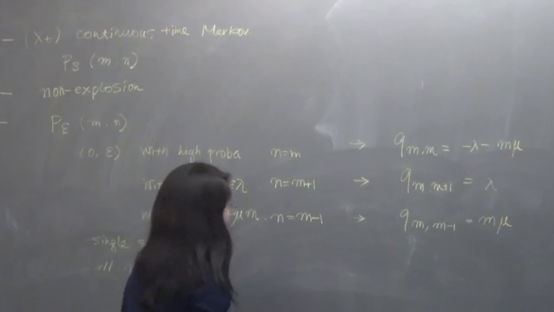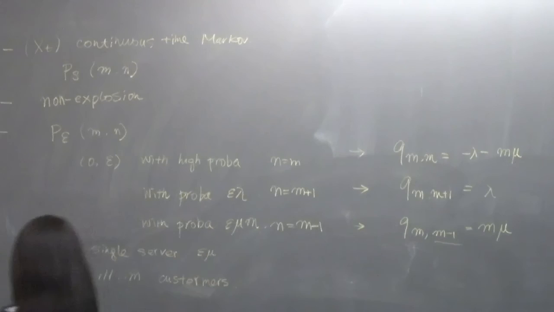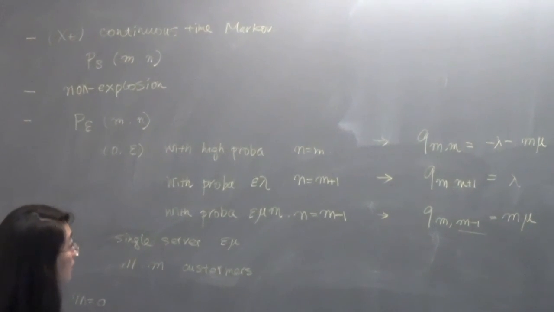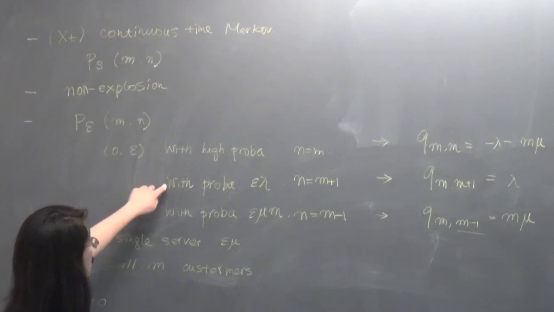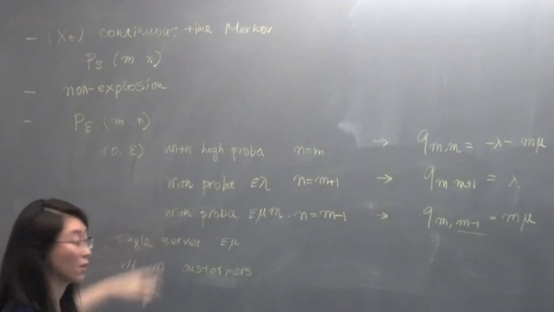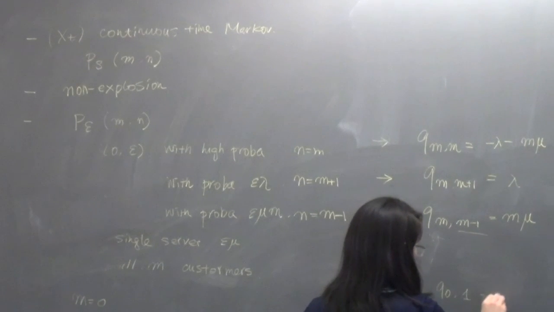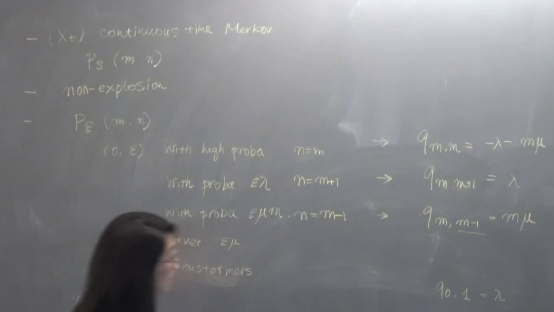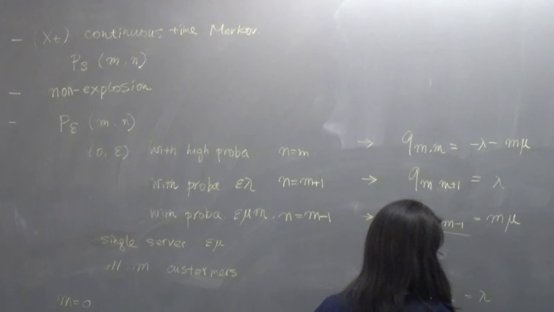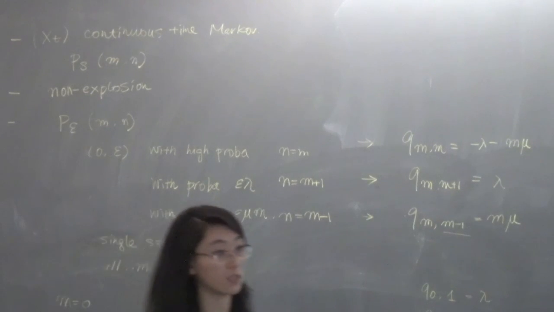And then, just the same as before, we need to take care of what happens when m equals 0. For m equals 0, it is possible to have one new customer, but it's impossible to have one less customer. So when m equals 0, q01 equals lambda, and q00 equals minus lambda. This is the generator of the infinity queue.